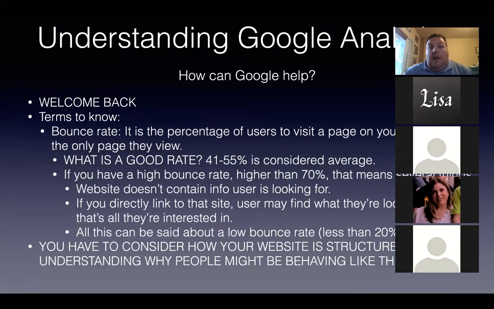So again, you have to consider how your website is structured to get an understanding of why people might be behaving like they are. Like we mentioned, if you're having them go to certain pages, or if you give them direct links, is that what they're looking for? Is that what you want them to look for? Again, that's why it's really important to understand how your website is structured and how it's laid out in order to understand how people are reacting to it, and if you need to make the necessary adjustments to cater toward the goals that you're trying to accomplish through your website.